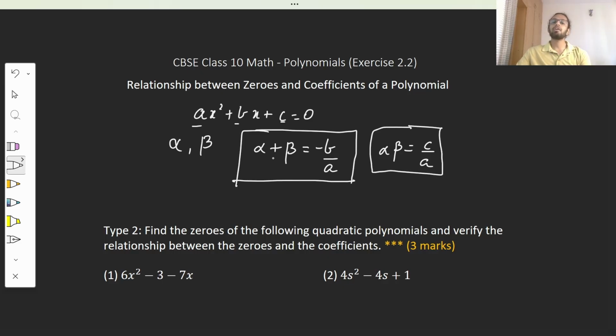So when we say alpha plus beta, the two answers that we get, the sum of the zeros. And when we say alpha into beta, we say the product of the zeros. And here, as you can see on the right hand side, this minus b by a, c by a, all those are the coefficients of x square and x and the constant term in the polynomial equation. So now let us learn this with an example.